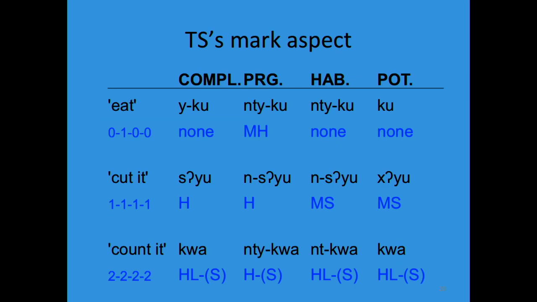Now the tone sequences also mark aspect. And so we have here verbs in the completive, the progressive, the habitual, and the potential. And so we have here shku, shku, shku, shku.